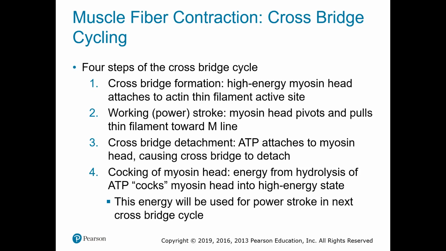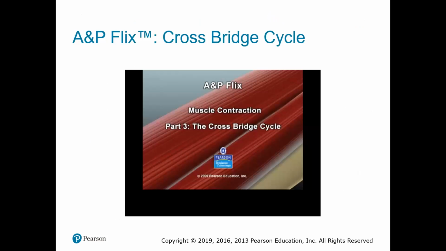If there's more ATP available, the ATP will attach itself to the myosin head. The myosin head will let go. It will drop down. It will recock itself so it can reach up and fire again and have another power stroke. The only way it can do that is if there's ATP present. So.